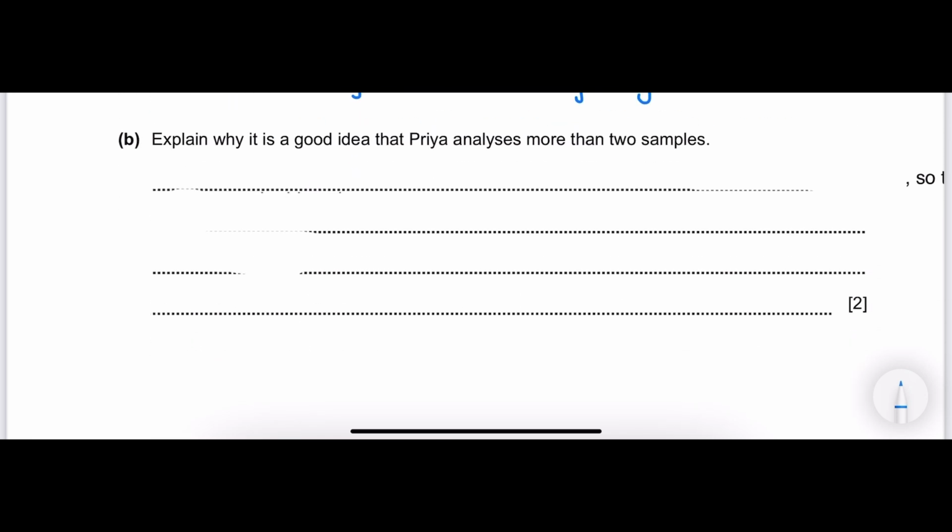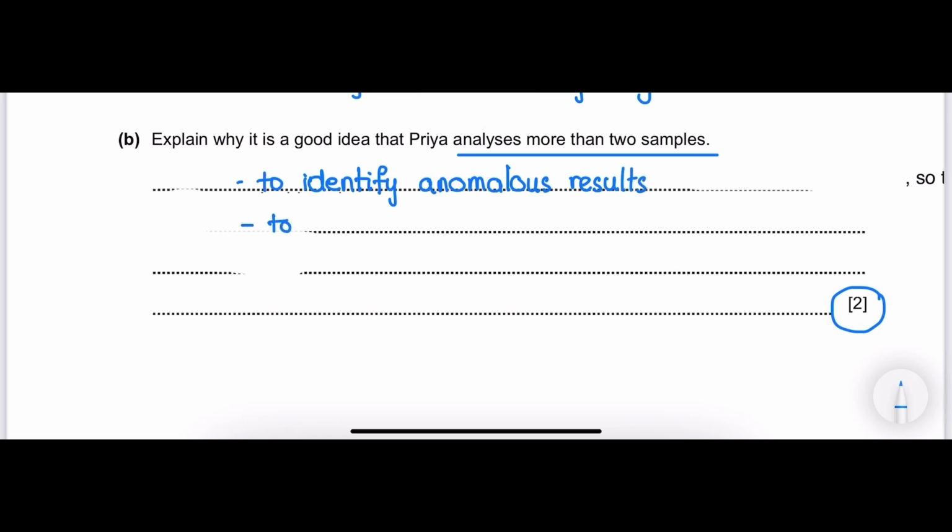B. Why Priya should analyze more than 2 samples. To make her experiment more reliable, Priya should analyze more than 2 samples. Here's why. She wants to identify anomalous results. With more samples, she can detect any outliers and avoid biased conclusions. A larger sample size helps in identifying patterns or trends. More data ensures accuracy and reliability. If she only tests 2 samples, the results might not represent the general population, and she also can calculate the average of all samples.